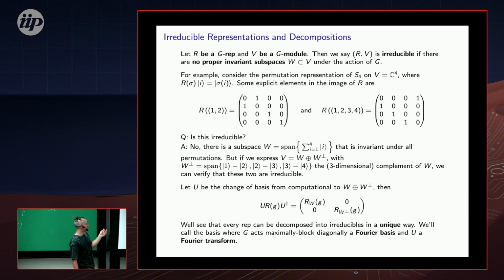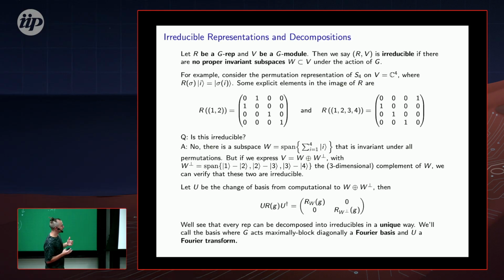Consider the change of basis from the computational basis to a basis that accomplishes this direct sum of vector spaces. For example, the first basis element would be the sum over i of |i>, and then I choose a basis for W perp. In this new basis for V, the matrices of the group look block diagonal. The first block is 1 by 1, the second block is 3 by 3.